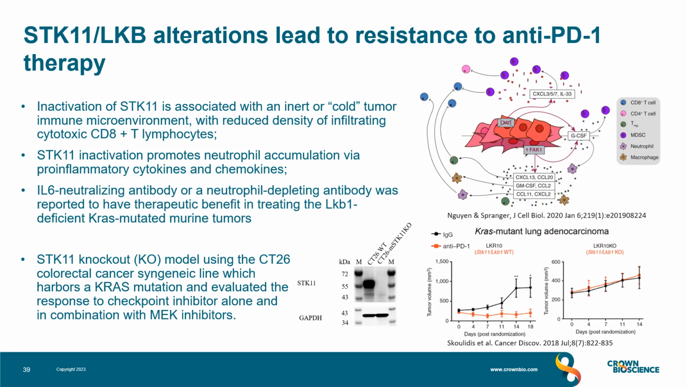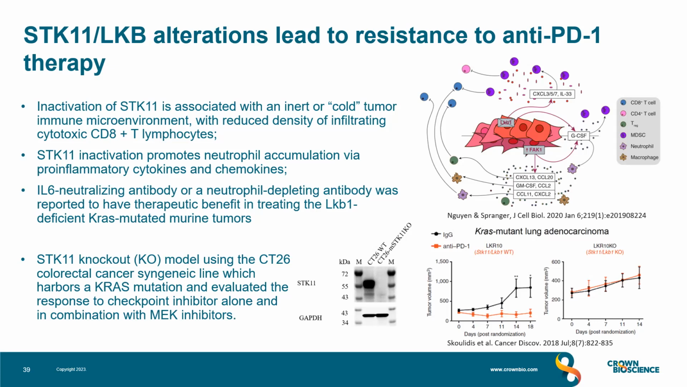The loss of function of LKB1 induces production of different cytokines. This leads to neutrophil recruitment, which impedes T cell trafficking and activity. So it's important to identify treatments which can rescue the efficacy of PD-1 blockers in these STK11 mutant patients. And so what we did was develop an STK11 knockout model using CRISPR-Cas9 technology. The model used was a CT26 colorectal cancer syngeneic line, and this harbors a KRAS mutation.